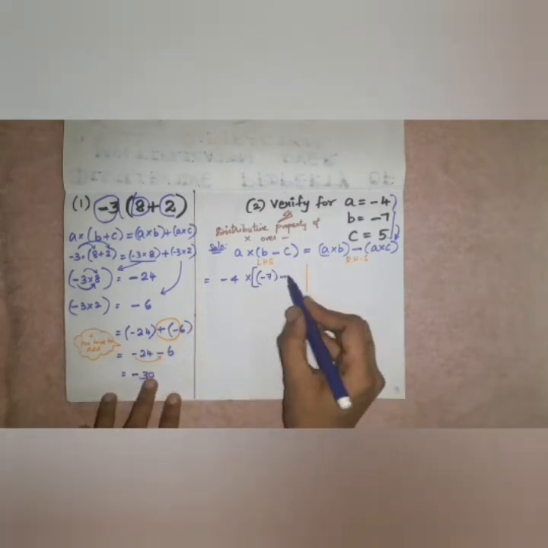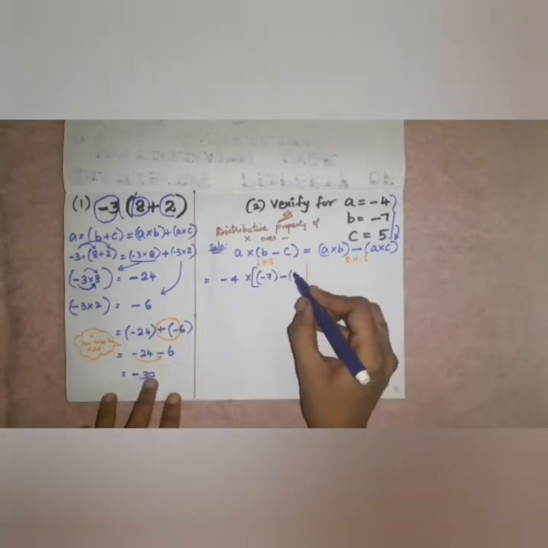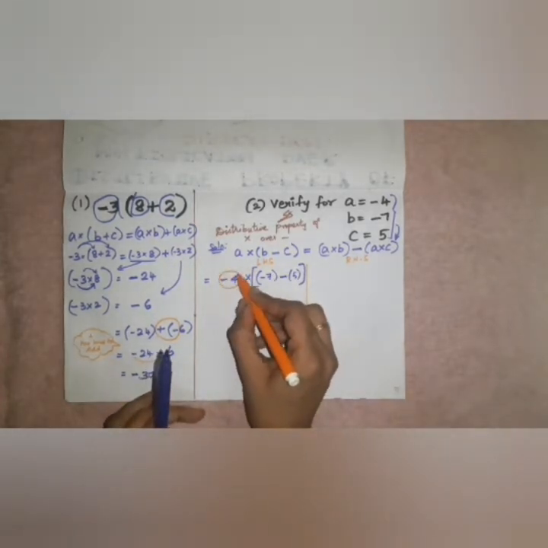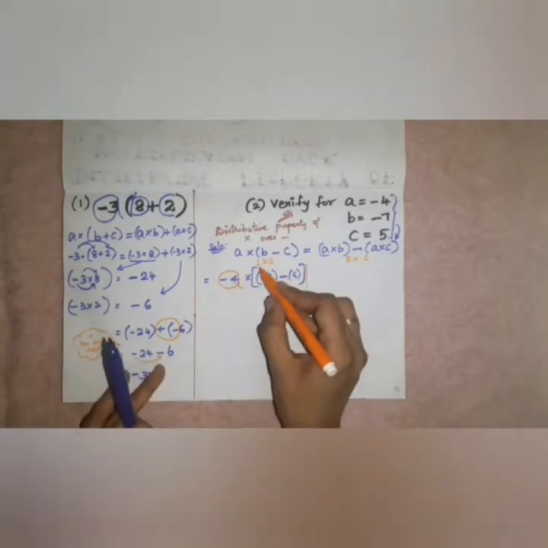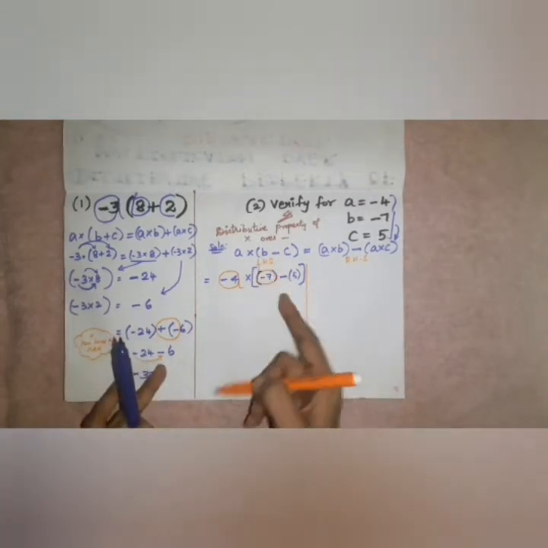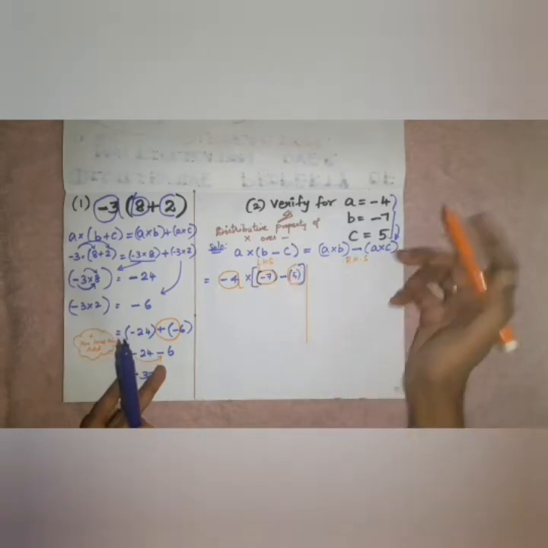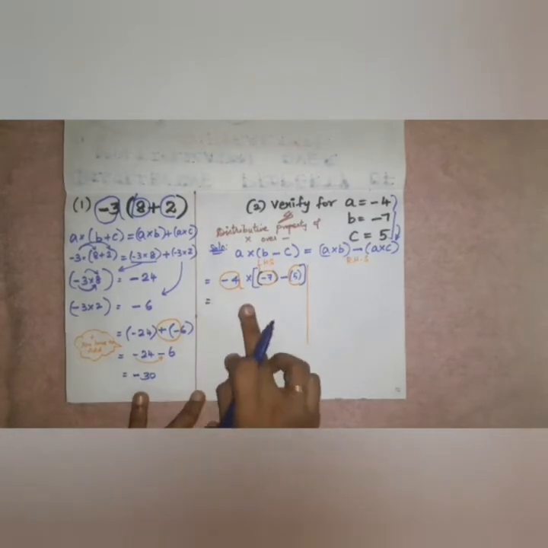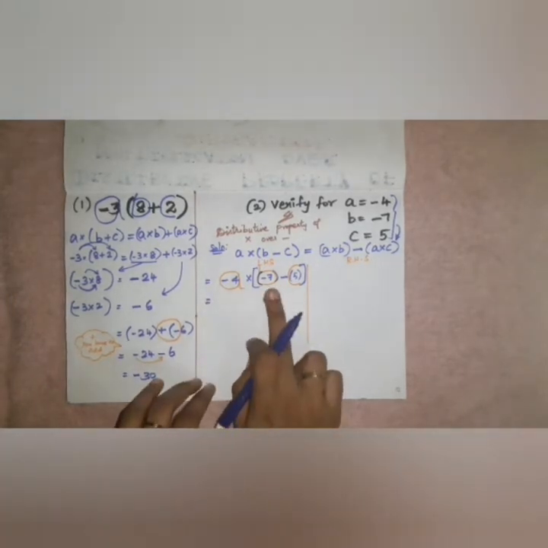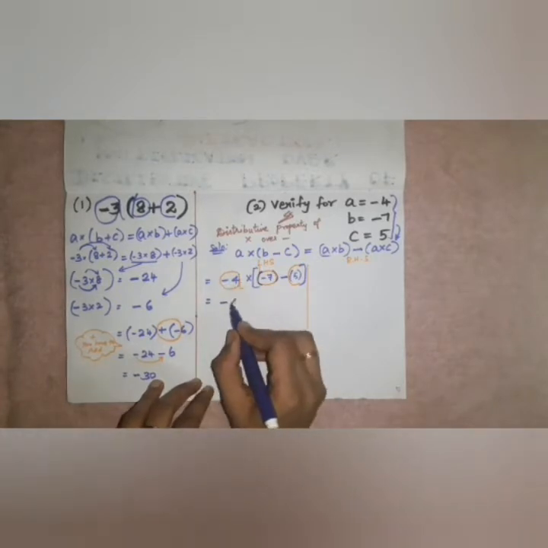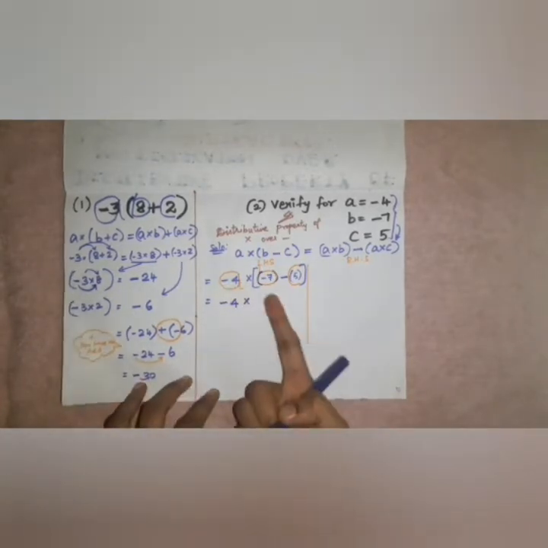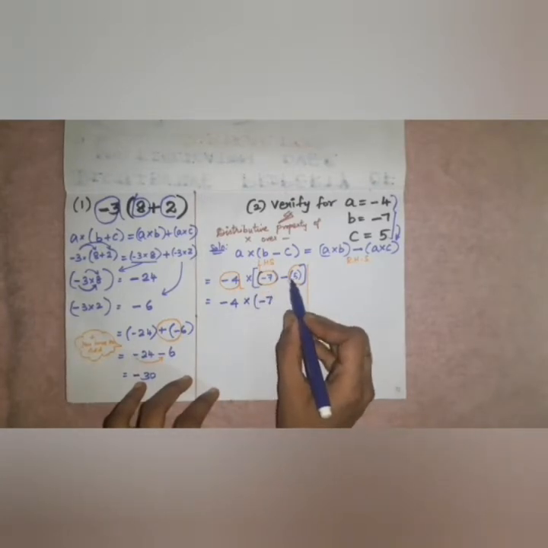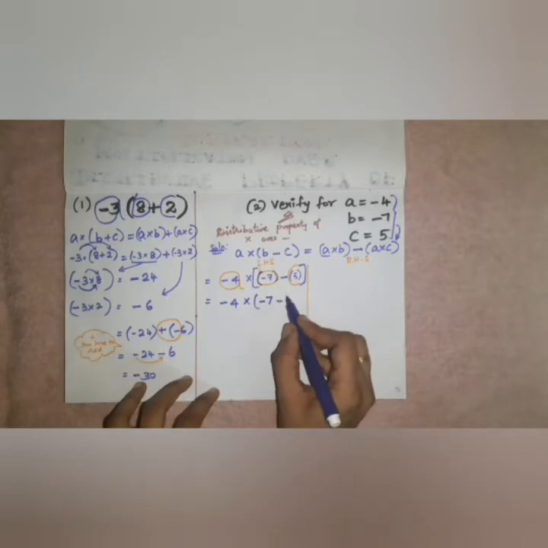Why did I put brackets? For clarification. Minus of 5 is positive 5. So yes, this is A, B, C. For your understanding, I've just substituted A, B, C. Minus 4 into, let me do the integer calculation again. We will do the brackets first, then we will simplify. Minus 7, minus into plus, it is minus 5.